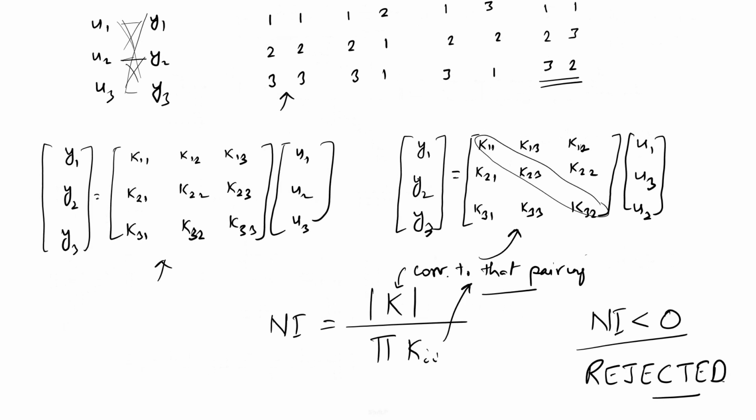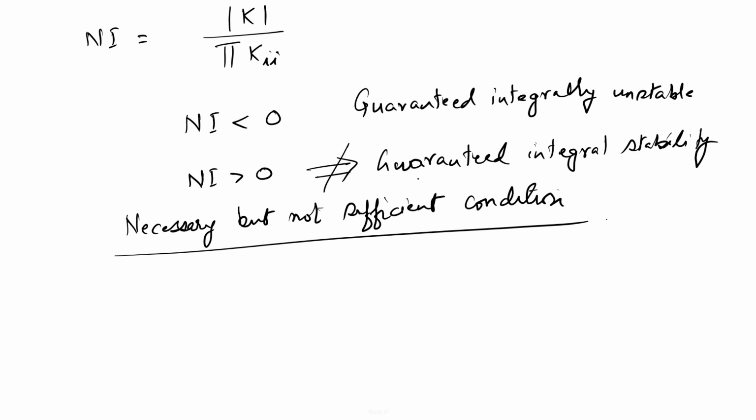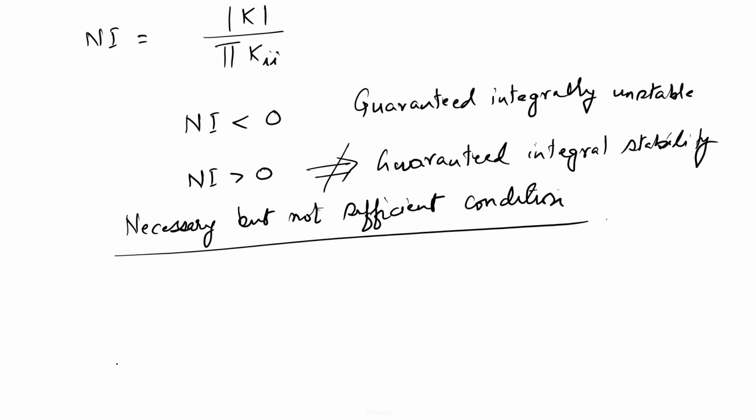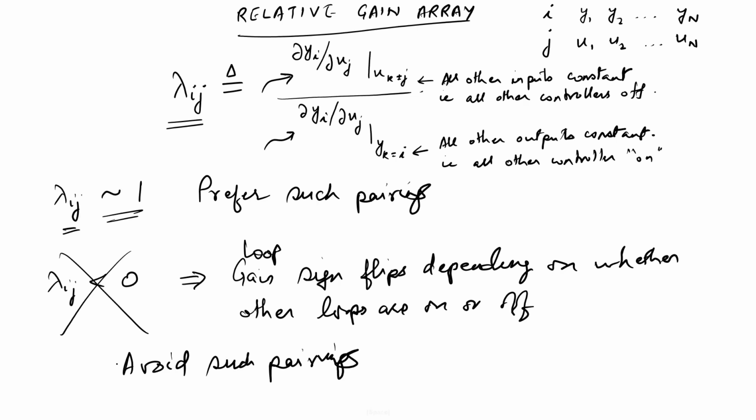By the way, in the Niederlinsky index also I'd like to point out, if the Niederlinsky index is 1, what does that mean? That means K12 or K21 is 0. That means there is no interaction. The interaction loop is not there. So Niederlinsky indices close to 1 are also very good, implying negligible interaction. Similarly, relative gains close to 1 are preferred because that implies the state of the other loops, whether they are on or off, doesn't affect the gain of the ijth pairing loop.